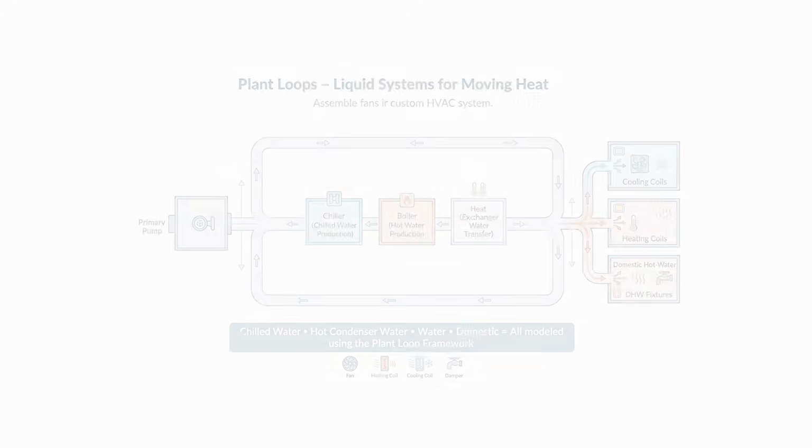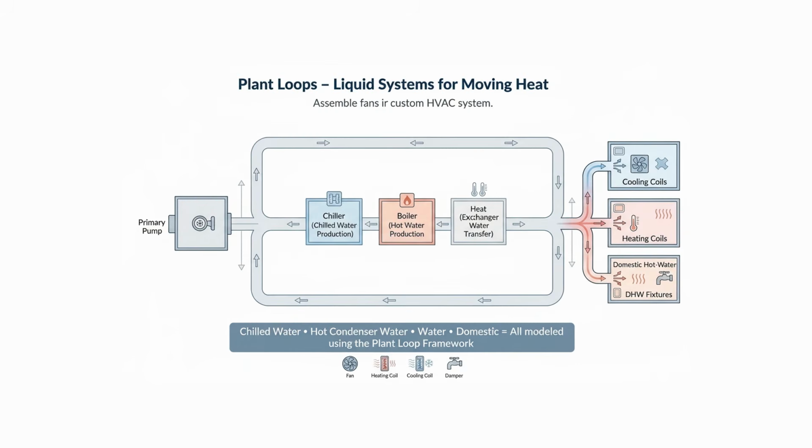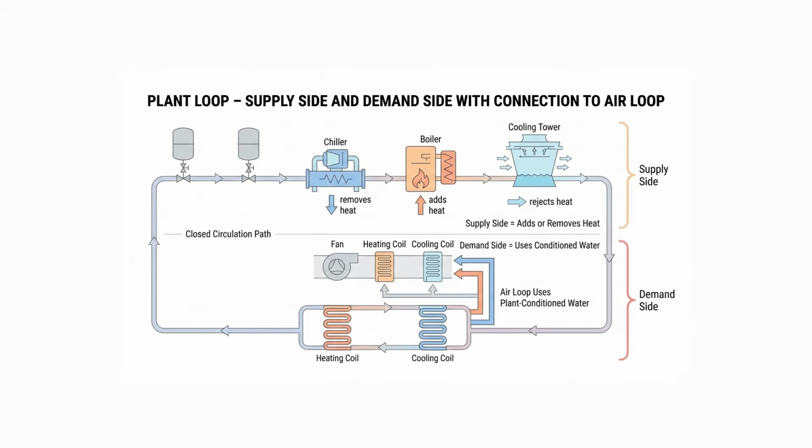In many building systems, liquids are used to move heat from one place to another. This includes chilled water systems for cooling, hot water systems for heating, condenser water loops, and even domestic hot water systems. In OpenStudio, all of these liquid-based systems are modeled using the plant loop framework. Just like an air loop, a plant loop is built around the idea of a closed circulation path with two major sections, the supply side and the demand side.